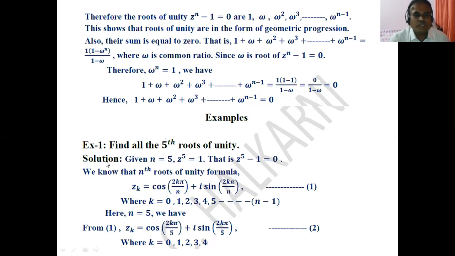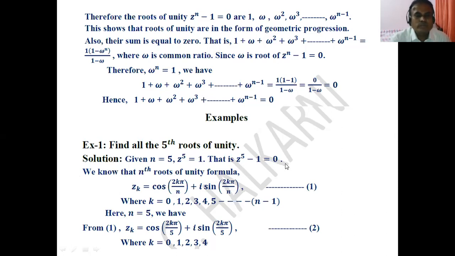Now the solution. Given n equal to 5, the equation is z raised to 5 equal to 1, that is z raised to 5 minus 1 equal to 0. Therefore z has 5 roots. So we have to find the 5 roots of the complex number z.